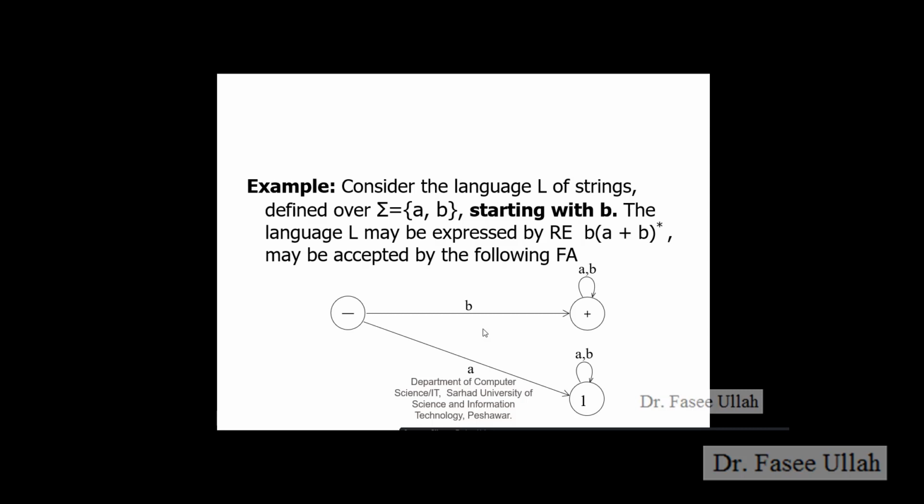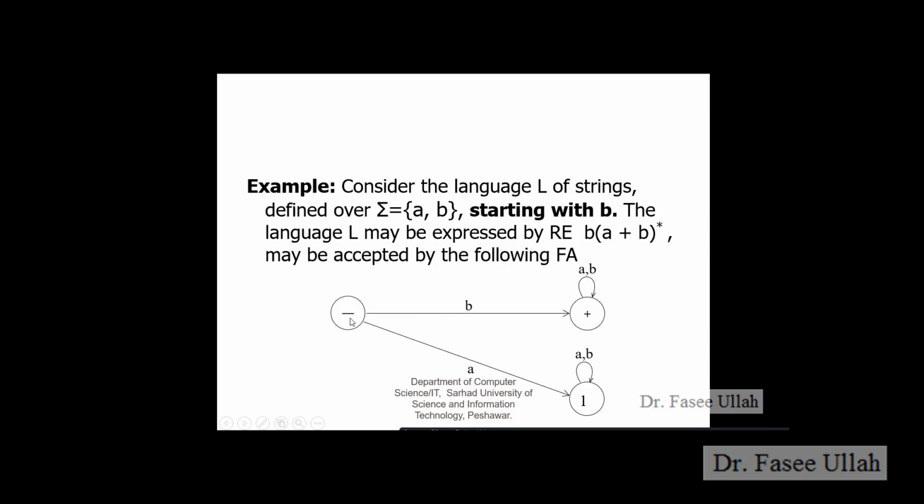So what could be the regular expression for this one? Okay, we have example over here. Consider the language L of string. Okay, define our A, B starting with B. Okay, the language may be expressed by a regular expression B, A plus B whole square. It may be expressed by the following finite automata. Okay, so if I see over here, okay, so we have only one final state over here. Okay, and then this one we have the optional one.